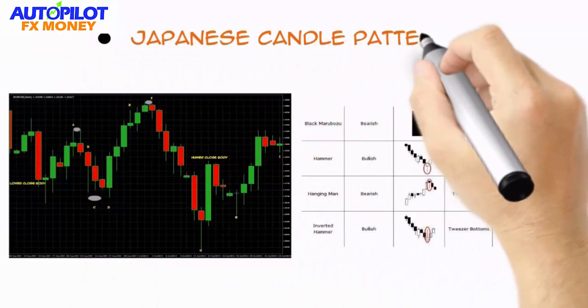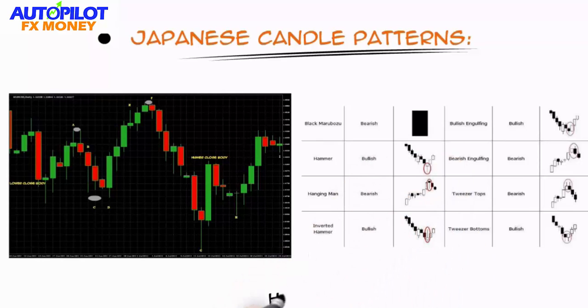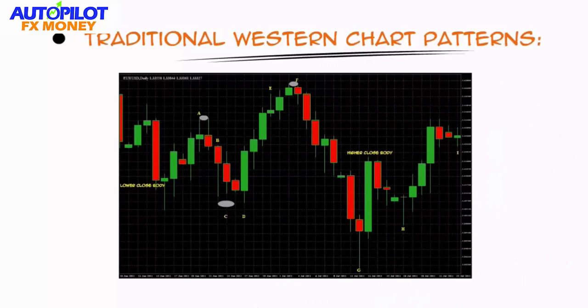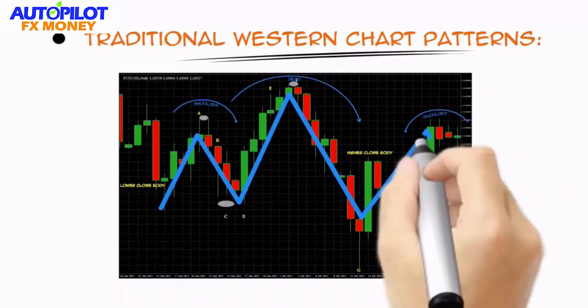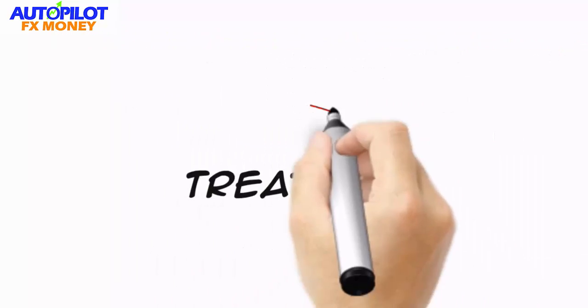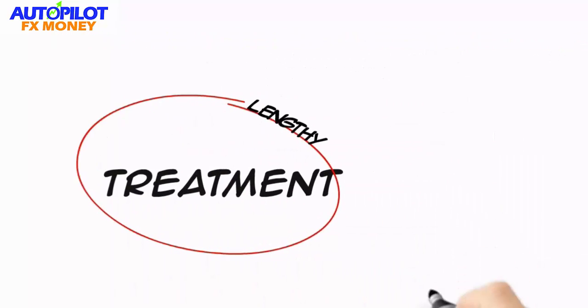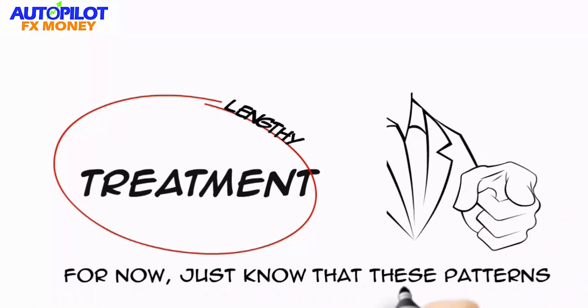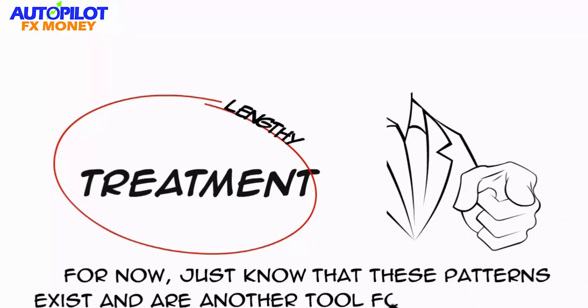Japanese candle patterns: we briefly introduced examples of how candles suggest support and resistance levels in the comments on candles A through I in figure 3.5. Traditional Western chart patterns: we saw one example, the bearish head and shoulders pattern, and how it indicates support and resistance levels. A full treatment of each of these systems can be lengthy. We'll cover them in greater depth later. For now, just know that these patterns exist and are another tool for you to use.